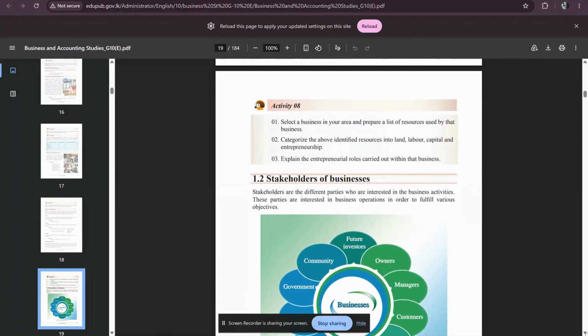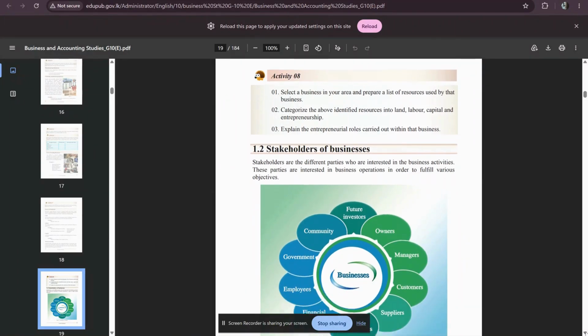Activity number 8. Select a business in your area and prepare a list of resources used by that business. Categorize the above identified resources into land, labor, capital, and entrepreneurship. Explain the entrepreneurial role carried out within the business.